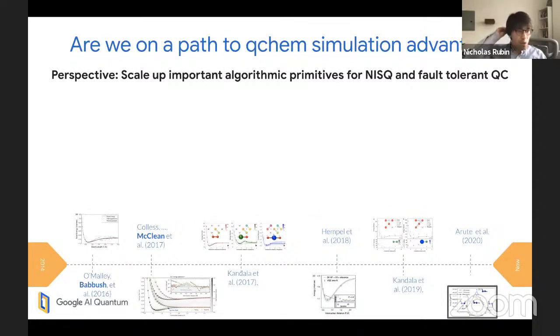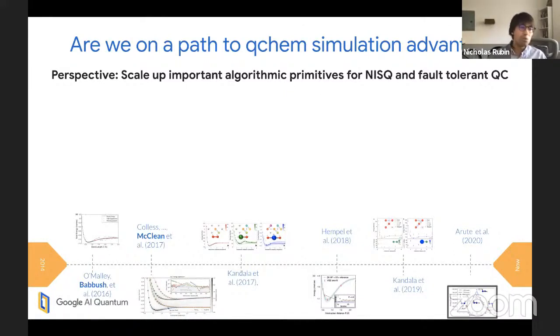Okay, so this work is the start of a broader research program that attempts to answer the question: are we on a path to quantum chemistry simulation advantage with quantum computers? There's certainly been a lot of buzz around chemistry. It's a very important application of quantum computing. And I've listed some of the experiments down below here in chronological order. This isn't all of them. This is just what I took from the literature as a first pass.